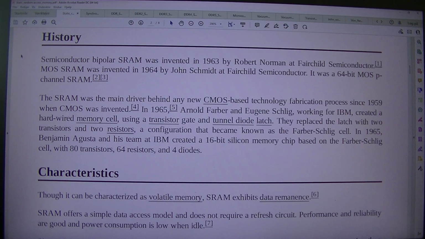History. Semiconductor bipolar SRAM was invented in 1963 by Robert Norman at Fairchild Semiconductor. MOS SRAM was invented in 1964 by John Schmidt at Fairchild Semiconductor. It was a 64-bit MOS P-channel SRAM. The SRAM was the main driver behind any new CMOS-based technology fabrication process since 1959 when CMOS was invented. In 1965, Arnold Farber and Eugene Schlig, working for IBM, created a hardwired memory cell, using a transistor gate and tunnel diode latch. They replaced the latch with 2 transistors and 2 resistors, a configuration that became known as the Farber-Schlig cell. In 1965, Benjamin Agusta and his team at IBM created a 16-bit silicon memory chip based on the Farber-Schlig cell, with 80 transistors, 64 resistors, and 4 diodes.